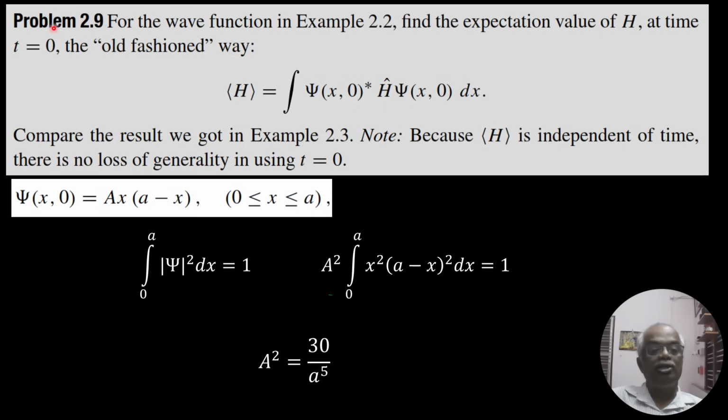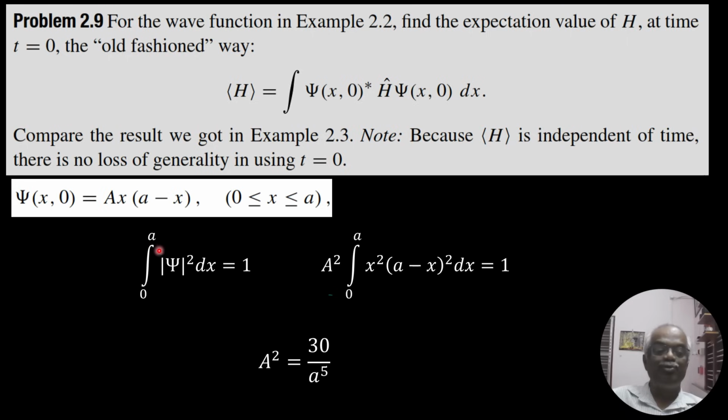Now we will solve problem 2.9. The problem 2.9 is: for the wave function in example 2.2, find the expectation value of the Hamiltonian H at time t equal to 0, the old-fashioned way. The expectation value of the Hamiltonian is the integral psi of x,0, H hat psi of x,0 dx. Compare the result we got in example 2.3.